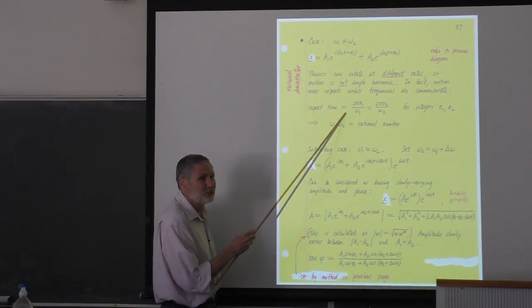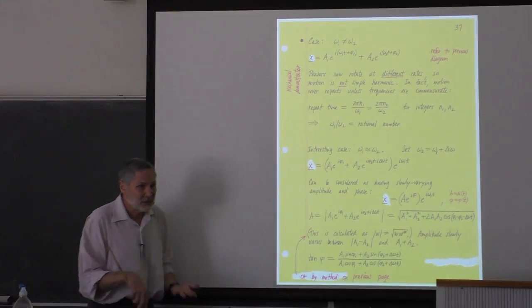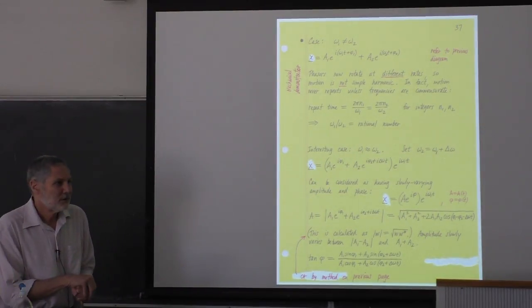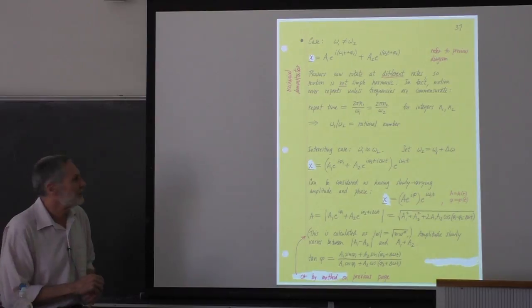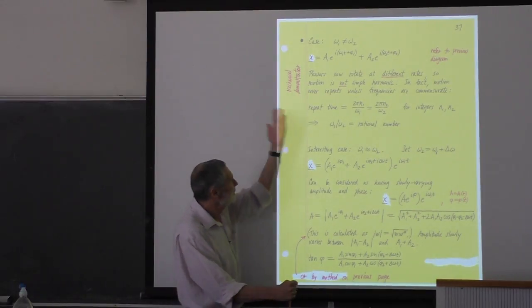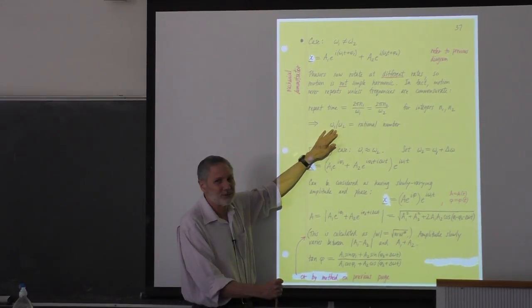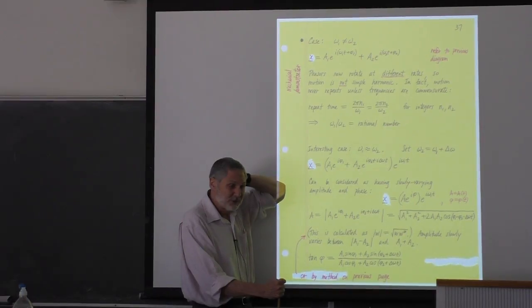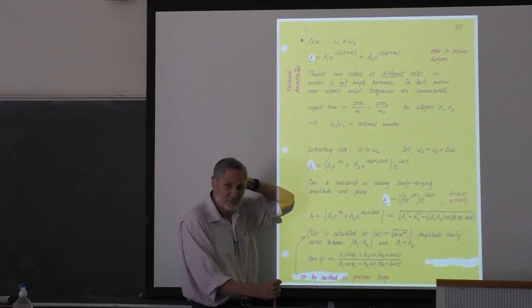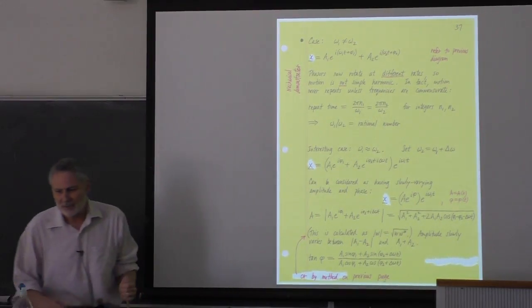The ratio of the frequencies is a ratio of integers. That's the definition of a rational number. So this is kind of peculiar here. The motion repeats if and only if the ratio of the frequencies is a rational number. If it's irrational, it will never repeat. I'll let you ponder that.